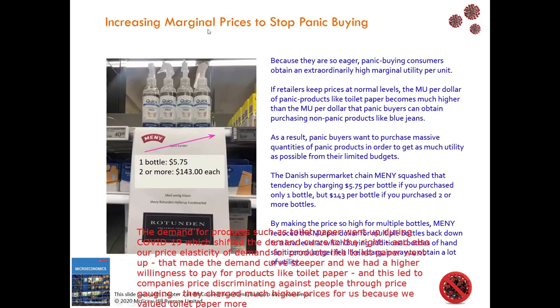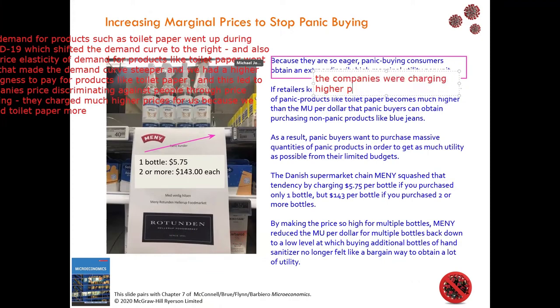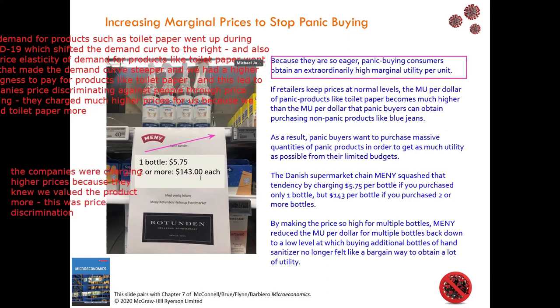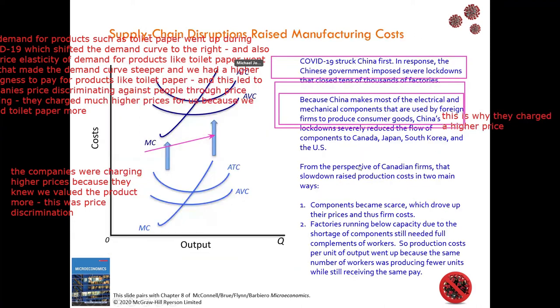So in this case, with products like hand sanitizer, we had a much higher marginal utility per unit for these products. So the companies were charging higher prices because they knew we valued the product more. And this was price discrimination. Because we valued it more because of the pandemic and we needed hand sanitizer, they did this. And so in this case, the marginal utility per dollar of panic products like toilet paper went up, and that's why they charged a higher price. Yes, this was a big problem they had.